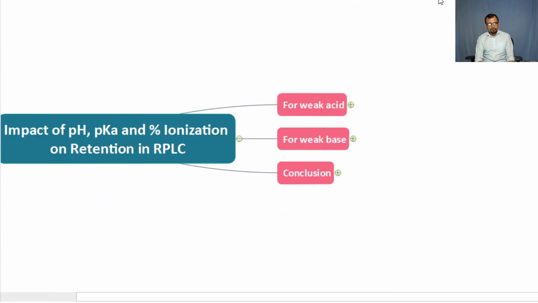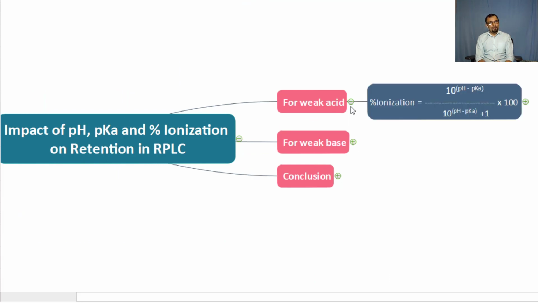So in case of weak acid, let us understand the calculation formula for the percent ionization. The percent ionization can be calculated with the formula of 10 raised to pH minus pKa divided by 10 raised to pH minus pKa plus 1, into 100. Just look at the screen, and I am going to explain how one can calculate the percent ionization, and here is the example.